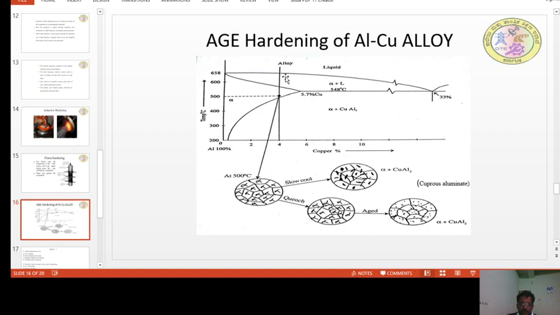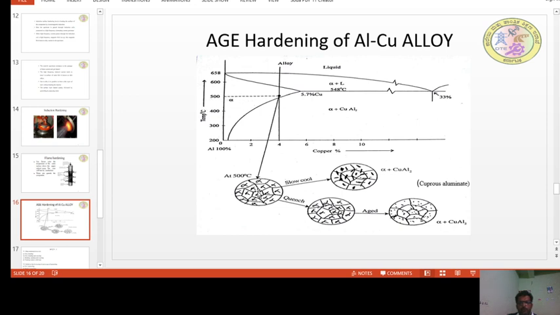Now, on further cooling, the entire thing will become a solid, that is alpha. This is the alpha formed at 500 degrees centigrade. So what is alpha? Alpha is a solid solution of aluminum and copper. At what temperature is it formed? At 500 degrees it is formed.